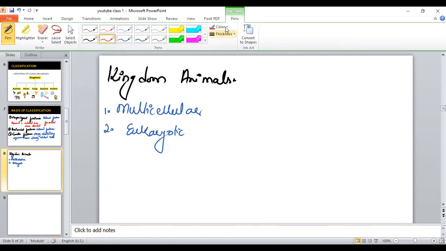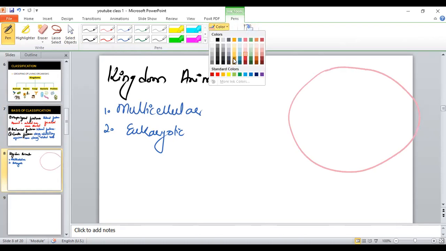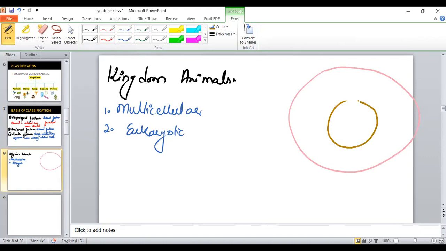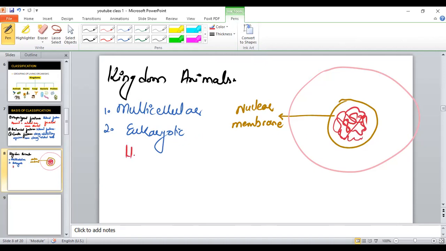Like in their cell, if I am drawing the animal cell here, let's suppose this is the animal cell. So inside the animal cell, what you will observe? You will observe a proper nucleus. This is the nuclear membrane. And inside the nuclear membrane, you will observe the genetic material which is present in the form of chromosomes, which are made up of DNA. So eukaryotic means having a true nucleus.